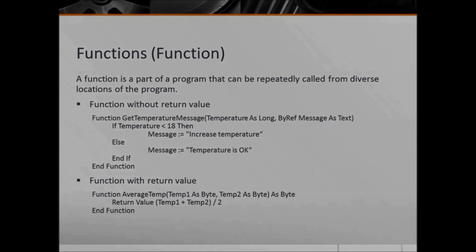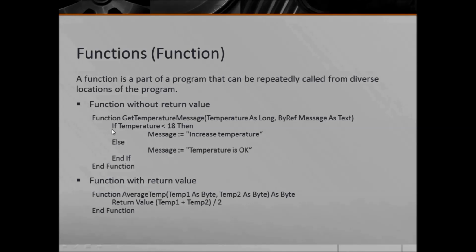There are actually two types of functions: functions with return value and functions without return value. These are examples of a function without return value. For example, the get temperature message function features two parameters: a temperature parameter as the variable type long, and by ref a message as text. By ref means by reference. This means that the variable that is passed into the function will be a reference to the variable from the calling process or function. So, when you change the content of the variable inside the function, the content of the variable that is linked from the caller will actually be changed as well.